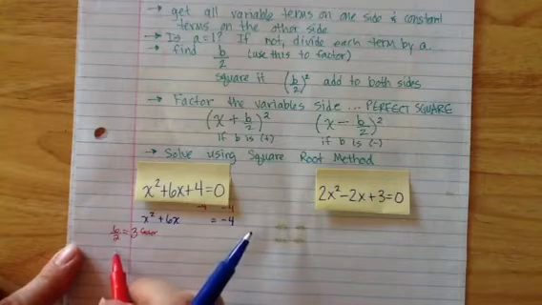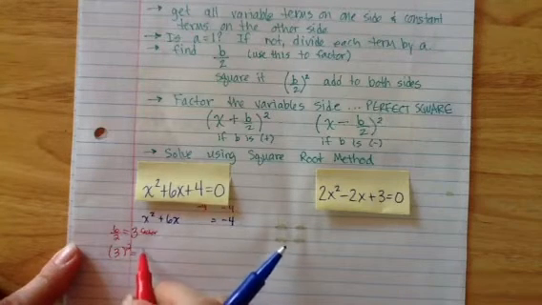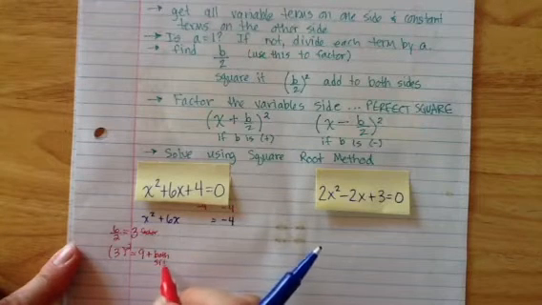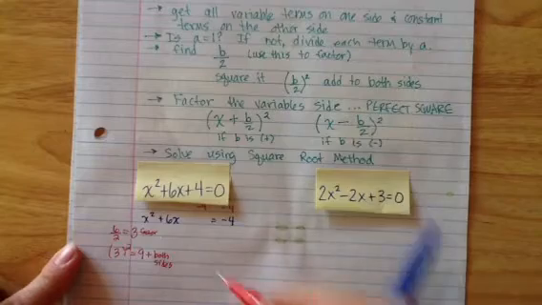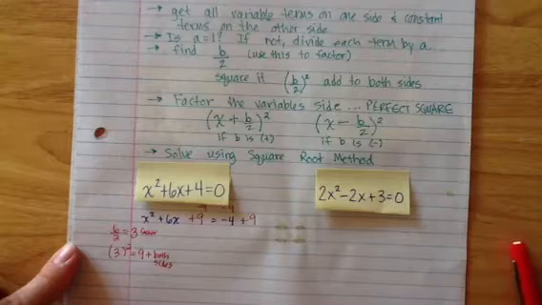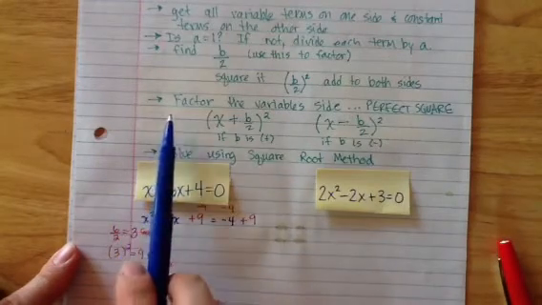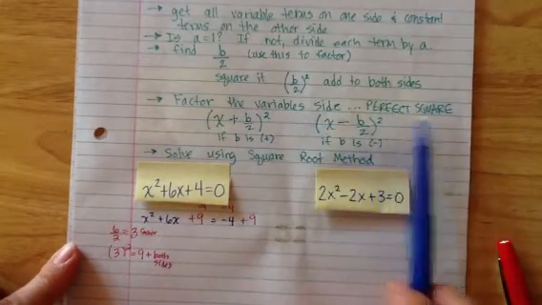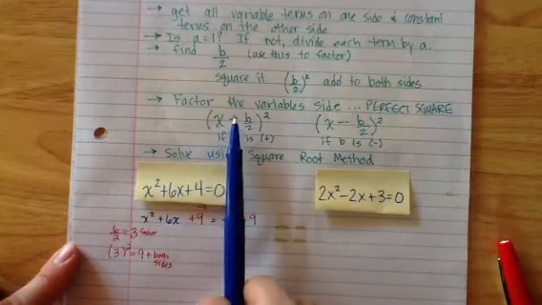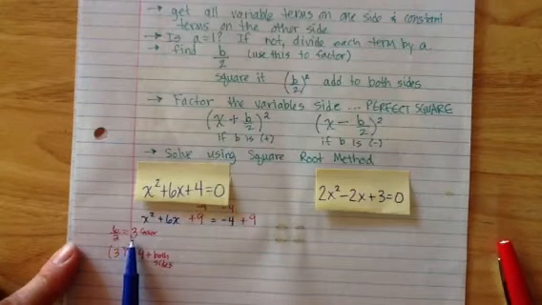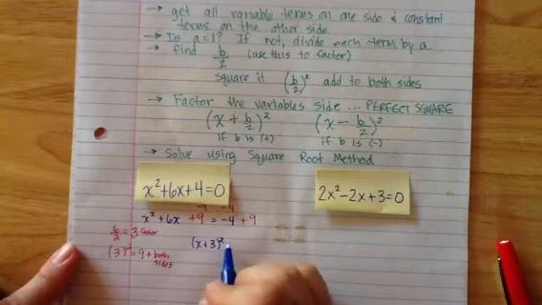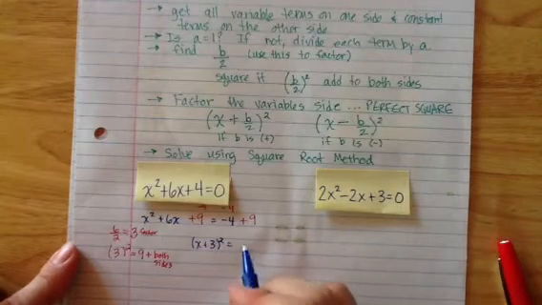And then I'm going to take 3 squared, which is 9, and this is what I add to both sides. So I'm going to add 9 here, add 9 here. The next step is to factor the variable side. Remember, it's a perfect square, and since b was positive, it will be x plus b over 2. That b over 2 number was 3. So this will factor into x plus 3 squared equals negative 4 plus 9, which is 5.